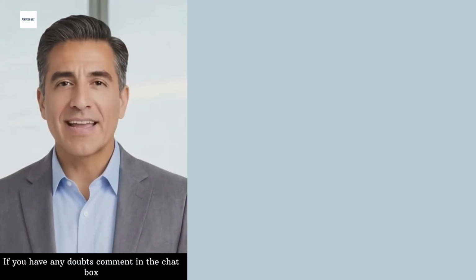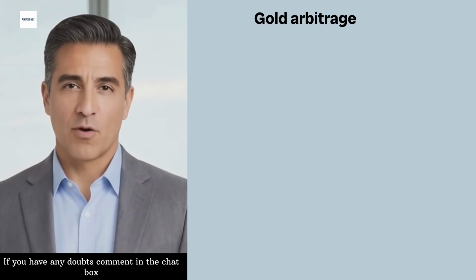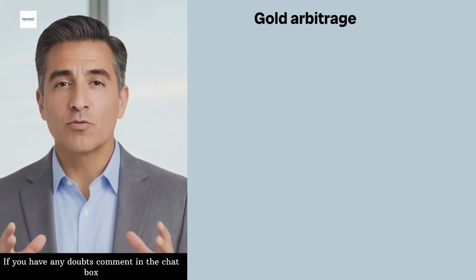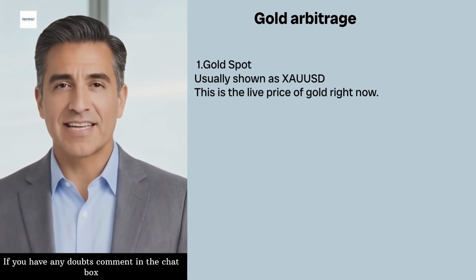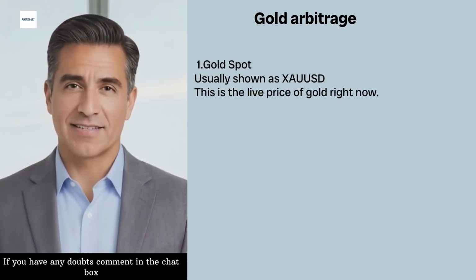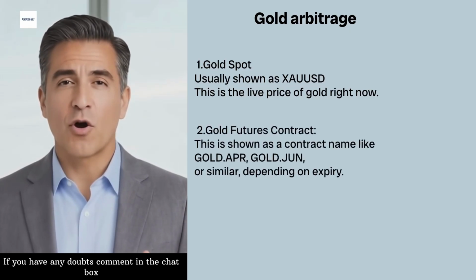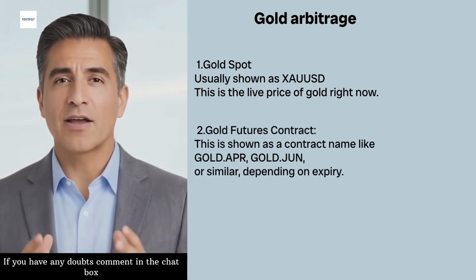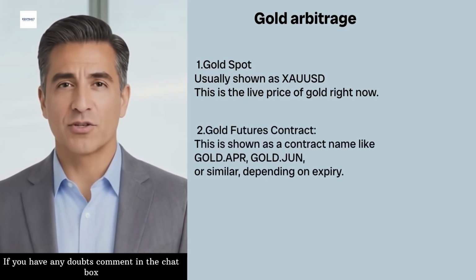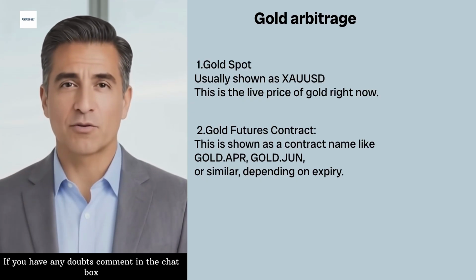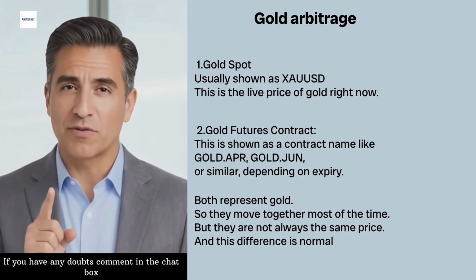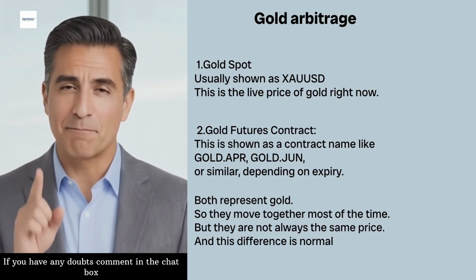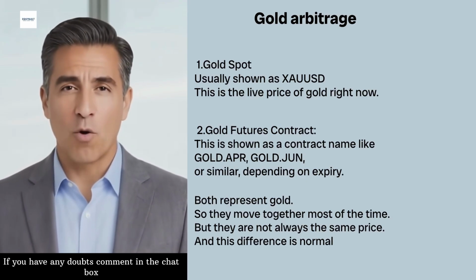Now we come to the trading example, gold arbitrage. On the same broker, you will see two related instruments. First is gold spot, usually shown as XAUUSD. This is the live price of gold right now. Second is a gold futures contract shown with a contract name like gold.apr, gold.jun, or similar depending on expiry. Both represent gold, so they move together most of the time, but they are not always the same price. And this difference is normal.